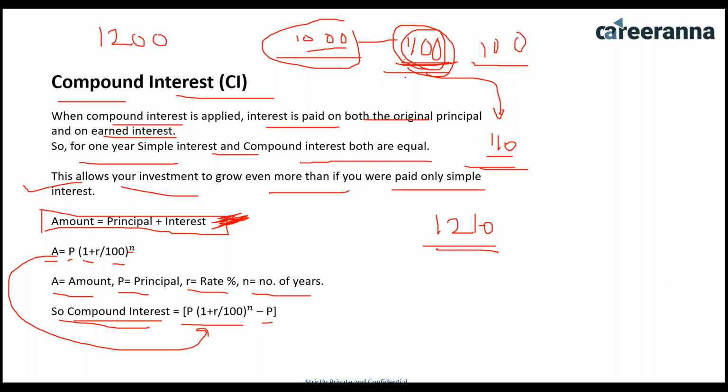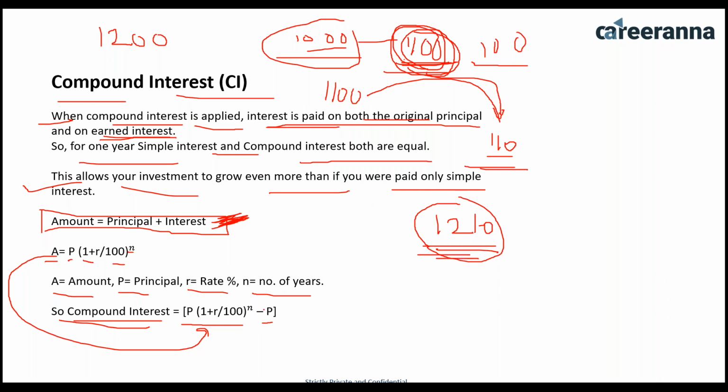If I take it on compound interest, I told you that for the second year, this would be the principal. So as per this line, when compound interest is applied, interest is paid on both the original principal, which is 1,000, and on earned interest. Here interest is 100. So it would be 1,100 for the second year, and 10% of this amount would be 110. So total is 1,000 plus 100 for 1 year plus 110 for the second year, which is 1,210.